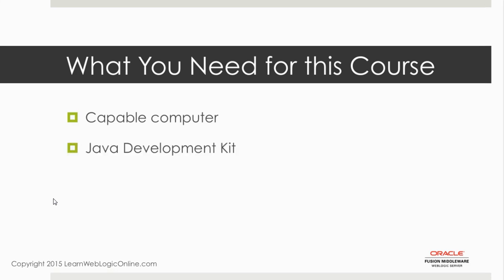You're also going to need a Java Development Kit. For this course, we are using the latest JDK 7. And you're going to need the WebLogic 12c installer, specifically the generic installer. The lab guide that accompanies this course will contain references to downloading JDK 7 and WebLogic 12c.